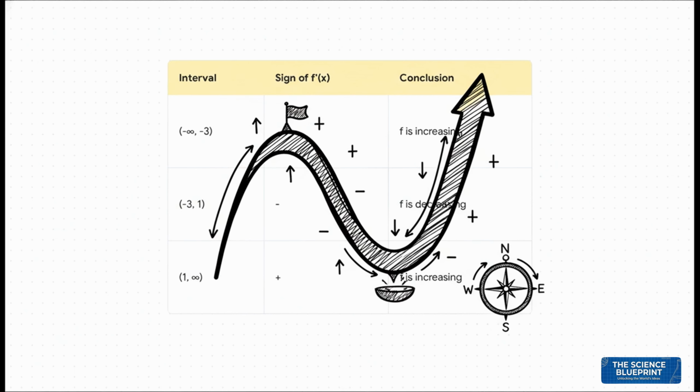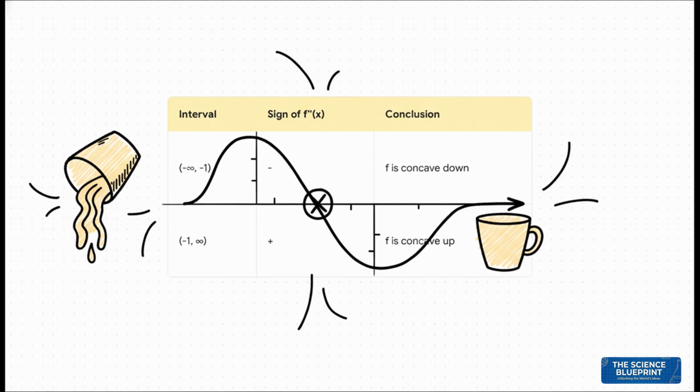We just found our local peak and our local valley. Next up, the second derivative tells us about the bend. And look, it's spilling water, concave down, all the way to x equals -1. And then, right at that point, it switches to holding water, concave up. We just pinpointed our inflection point.